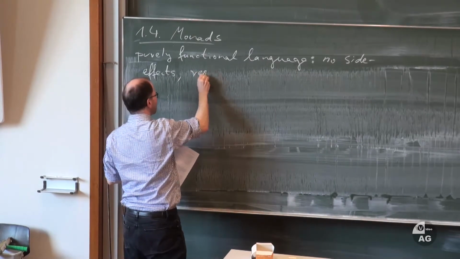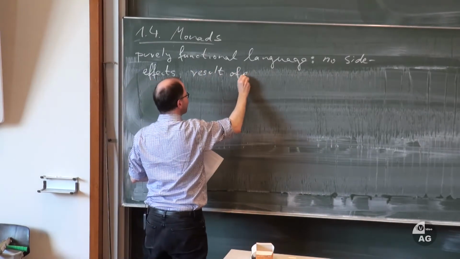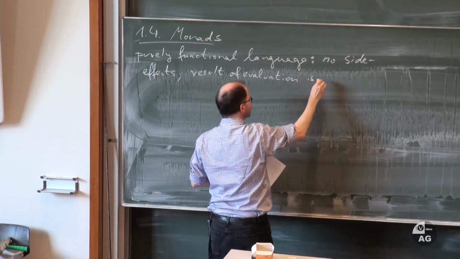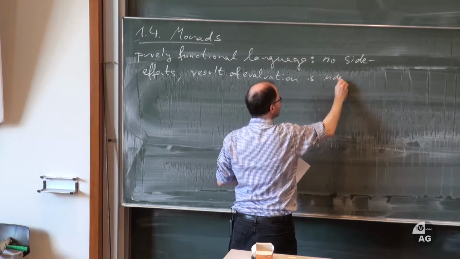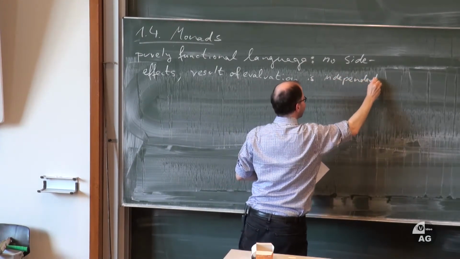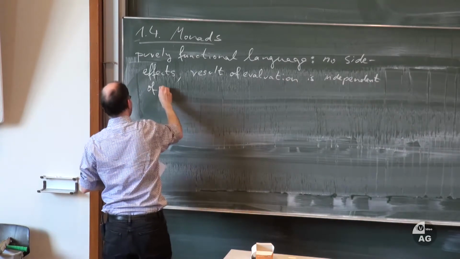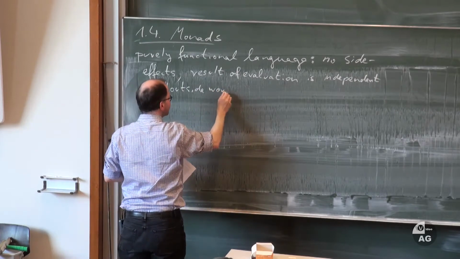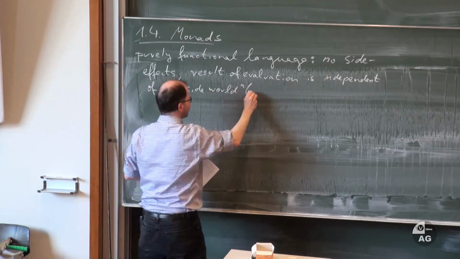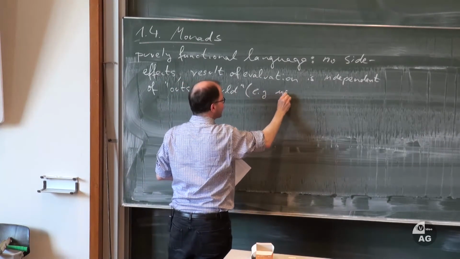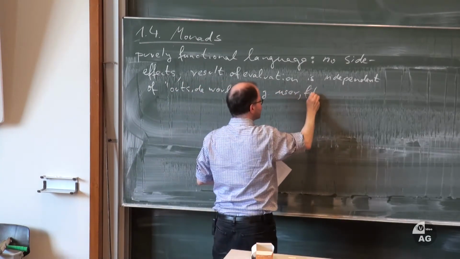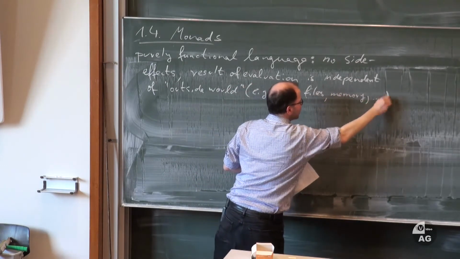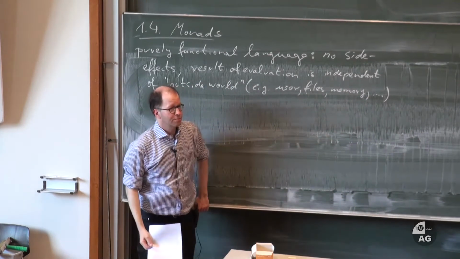So the result of evaluation is always the same, so it's independent of the outside world, where the outside world means everything that is not in the expression that you want to evaluate. So the outside world are things like the user, the file system, the memory, and so on. All this should have no effect on the result of the evaluation.